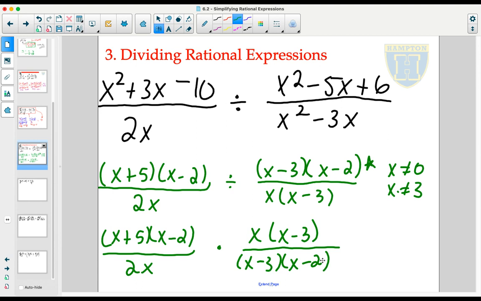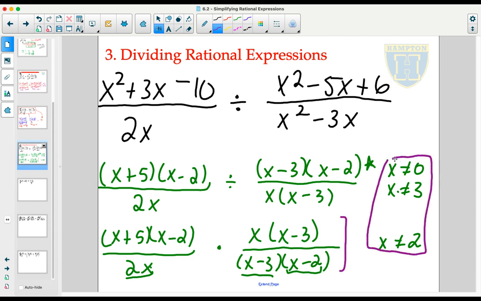We see that we still have the factor of x minus 3, which is going to contribute a restricted value of 3. We still have this factor, which contributes the restricted value of 0. But from here, we have another restricted value that we're not able to use for x, which is x equal to 2. So we are allowed to do the simplifying that we're about to engage in, provided that x is not any of those three numbers.